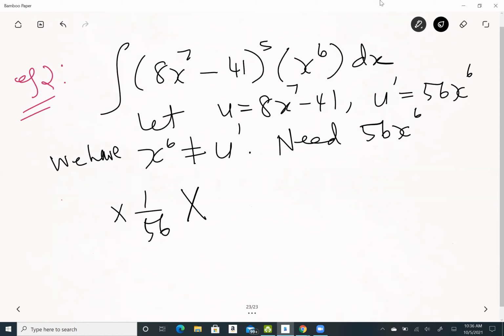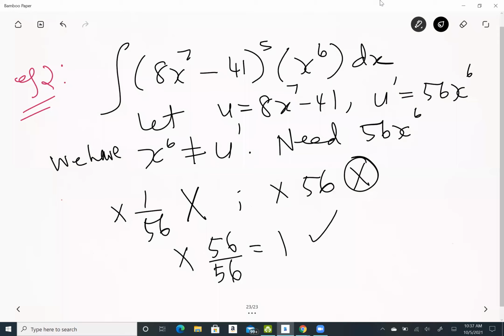You cannot multiply by just 56 either, because that will also change the equation. We can only multiply by something that is equivalent to 1. In this case, we need 56, so you multiply the top by 56 and the bottom by 56, and that is equal to 1. This one is okay. So you rearrange the terms. By now I think you understand the idea.